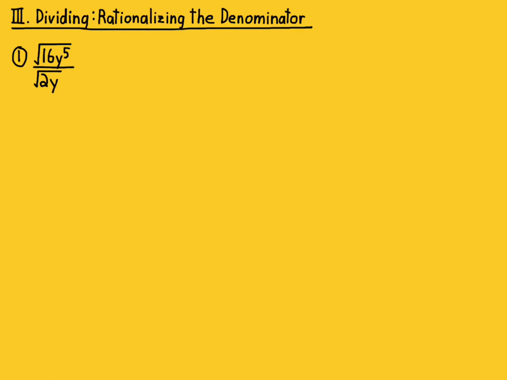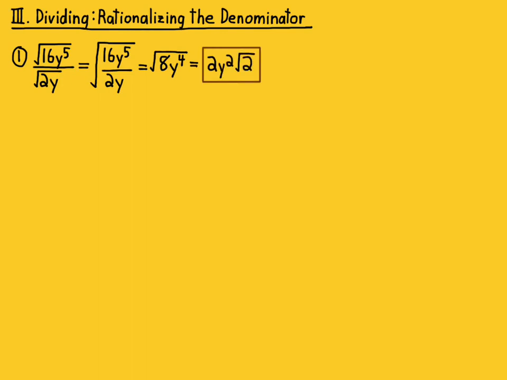So let's say that we have a square root in the denominator. So we have the square root of 16y to the fifth over the square root of 2y. I could put those two together like that, and then divide the 16 by 2 and the y to the fifth by y. You get the square root of 8y to the fourth. That's 2y squared times the square root of 2.